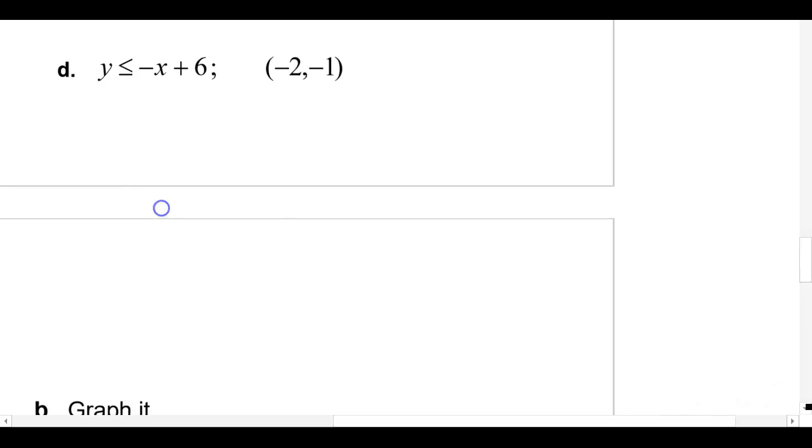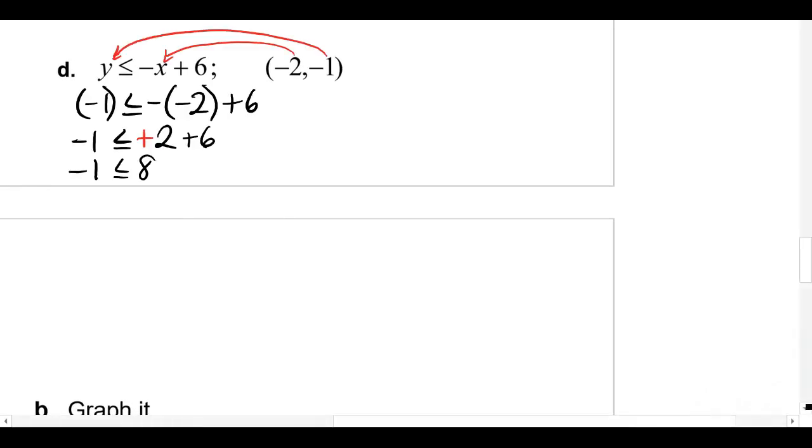Okay, now I want you guys to do this one on your own. After I worked it out, I got negative 1 is less than or equal to 8, and negative 1 is less than positive 8, so this is a yes.